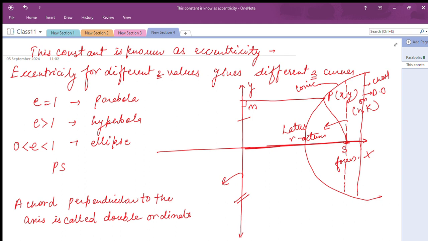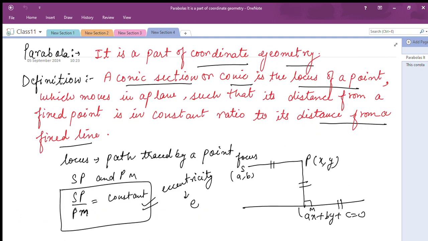And now let's talk about something more important, the eccentricity. When the eccentricity is equal to 1, it gives a parabola. When eccentricity is greater than 1, it gives a hyperbola. And when the eccentricity is greater than 0 and less than 1, it is called an ellipse.